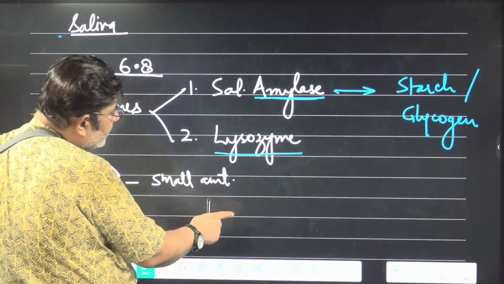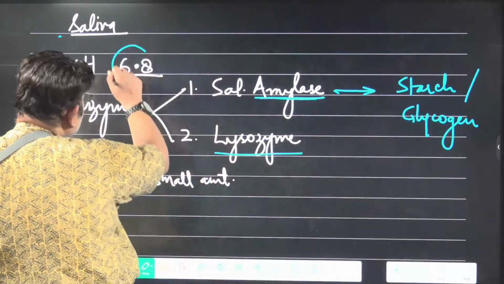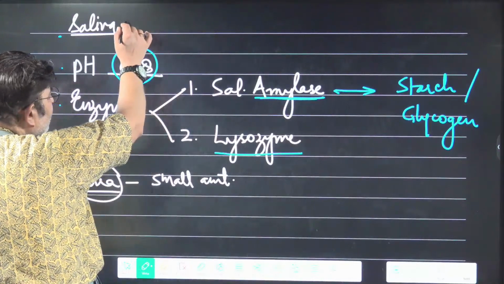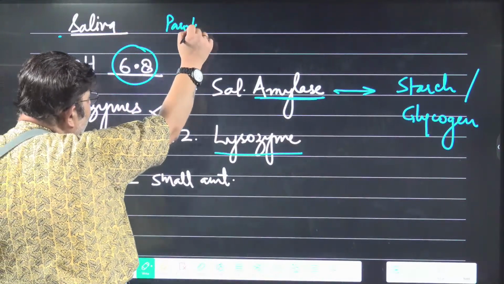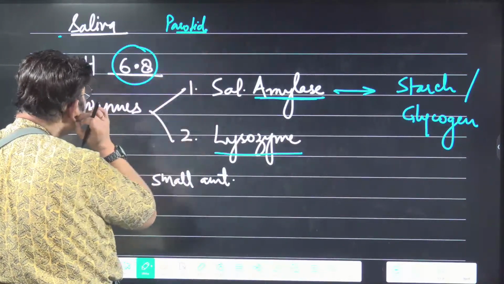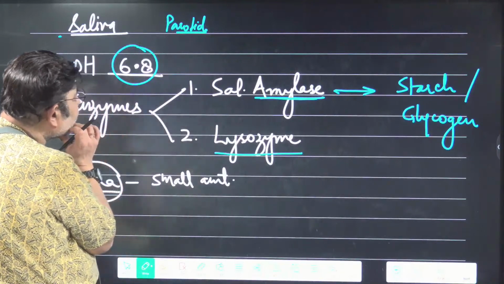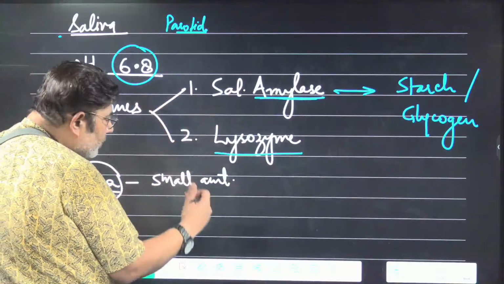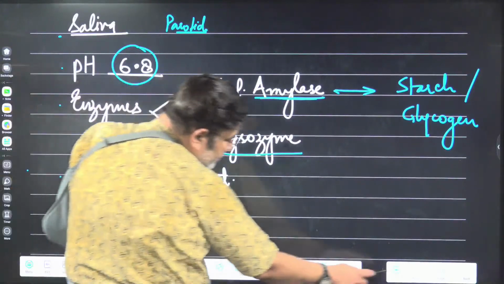Lysozyme, antibacterial, amylase for digesting starch and glycogen, and pH is 6.8, and it is produced by 6 glands, 3 paired glands, and the largest of those glands is parotid. Parotid is in front of the pinna, then submandibular is below the mandible, the lower jaw, and sublingual, lingua means tongue. They are present below the tongue, sublingual. Is this point clear? Very simple.